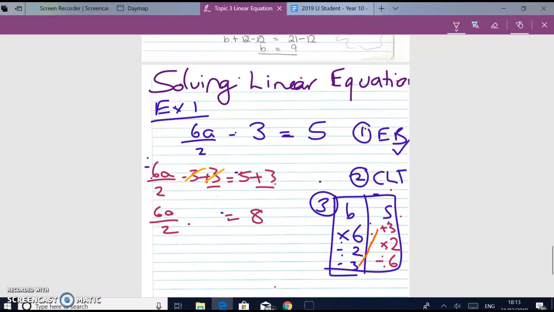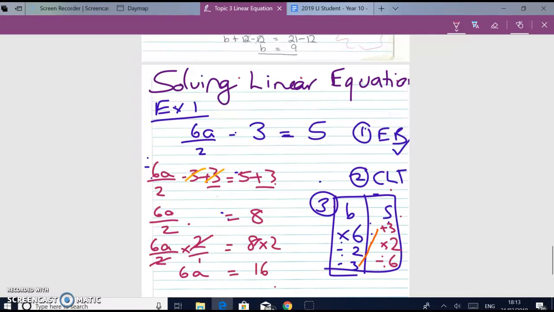Second thing I'm going to do is multiply by 2. According to my list of solving steps, 6a over 2 times 2 over 1 equals 8 times 2. Now 2 over 1 is the same as 2. Multiplying fractions, I can cancel diagonally. So I get 6a then equals 16.